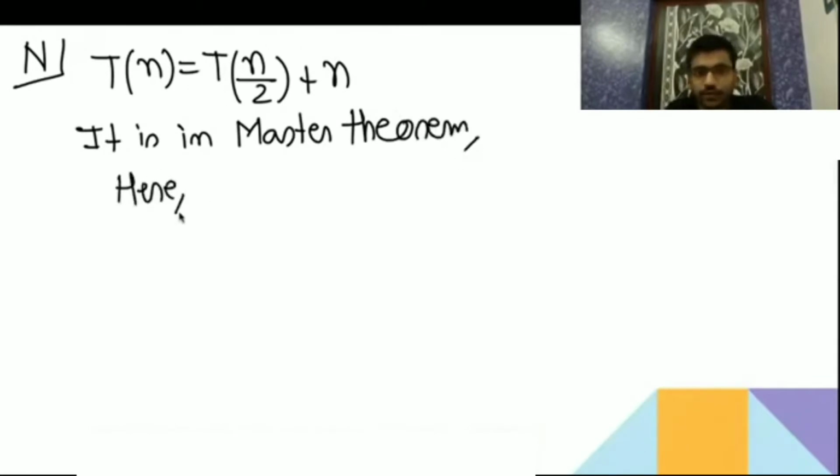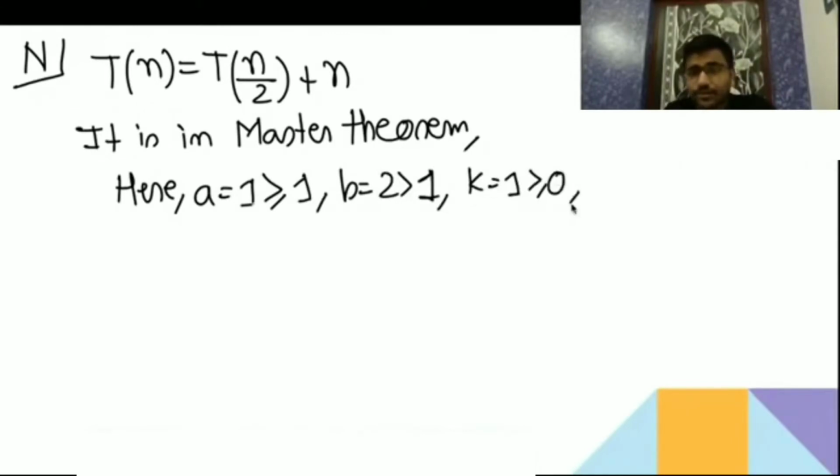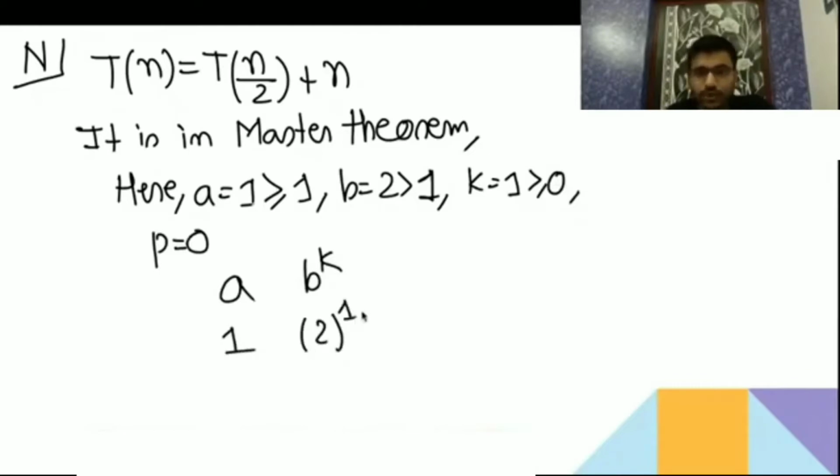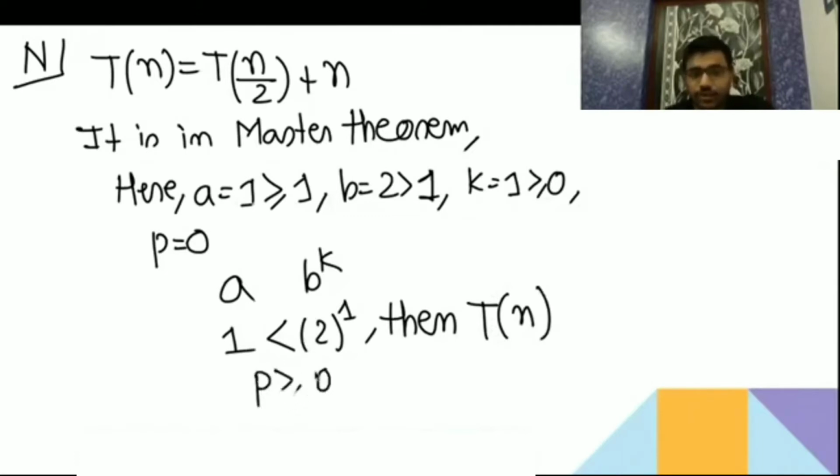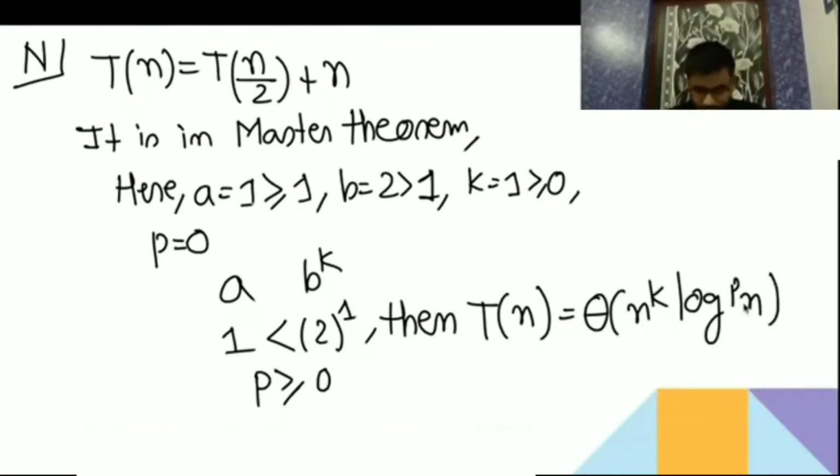Here a is going to be 1, that is greater than or equal to 1, b is going to be 2, that is greater than 1, k is going to be 1, that is greater than or equal to 0, p is going to be 0. a and b to the k you are going to compare. a is 1, b is 2, k is 1, so a is smaller than b to the k. Then if a is smaller than this, and p is greater than or equal to 0, then T(n) is going to be theta of n to the power k log p n. Let me check, yeah, correct.